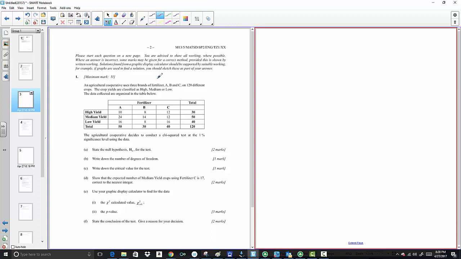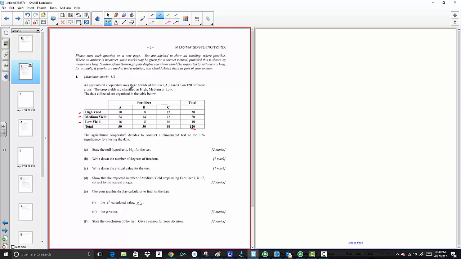All right. So this is number 1 here. Looks like a chi-square test by the looks of things when I'm glancing over it. So let's take a look here. It looks like a contingency table. So we have fertilizer and yield. An agricultural cooperative uses 3 brands of fertilizer. Okay, so these are brands A, B, and C, on 120 different crops. That's what they gave me, this total right here, 120. Crop yields are classified as high, medium, or low. All right, so you don't want to spend a whole lot of time reading, but glance over it, make sure you understand everything that's going on.